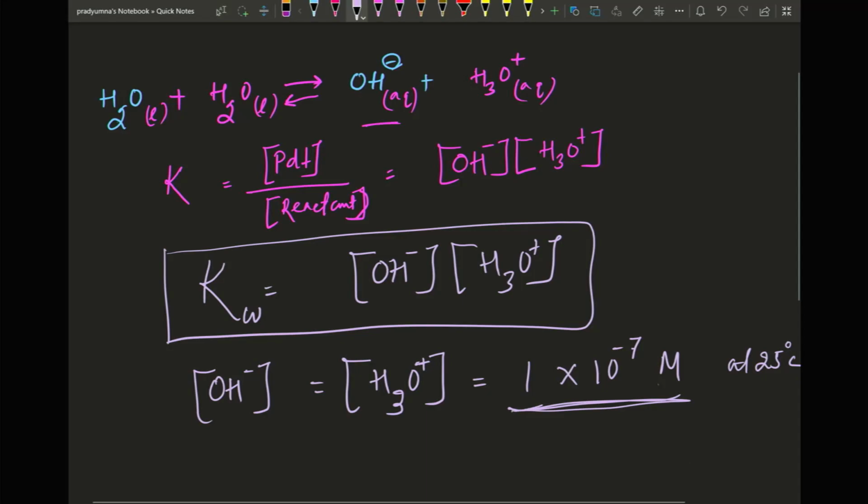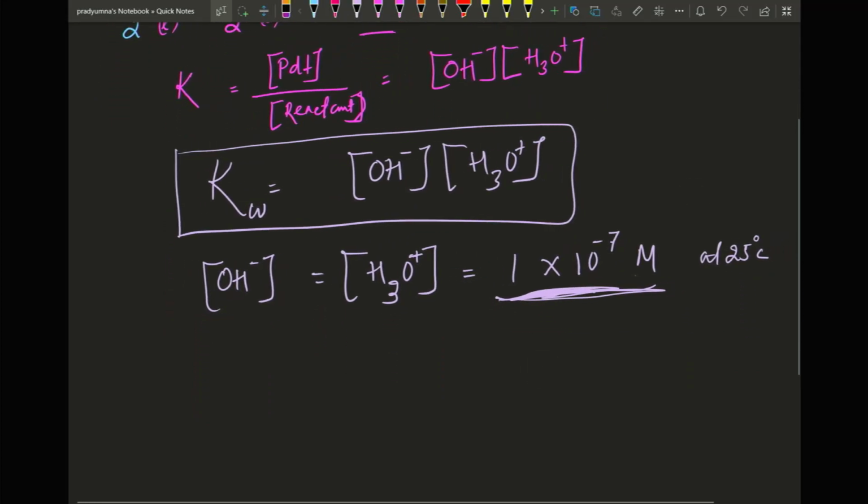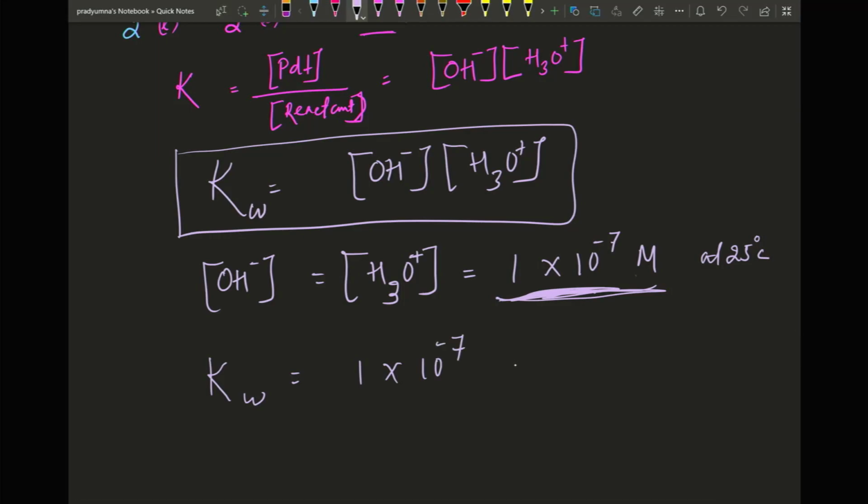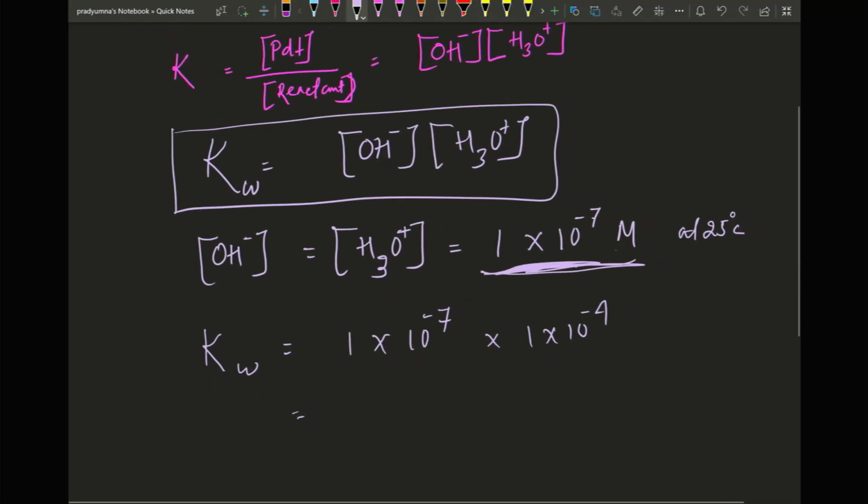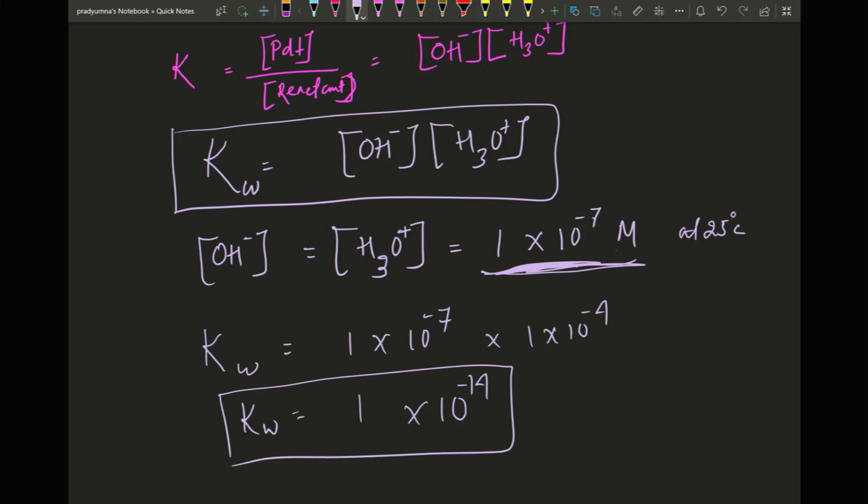So if I use 10 to the power negative 7 here, what number am I going to get? The OH minus concentration is 1 into 10 to the power negative 7, and the H3O plus concentration is also 1 into 10 to the power negative 7. So you're going to get 1 into 10 to the power negative 14. That's the dissociation constant of water, Kw, 1 into 10 to the power negative 14.